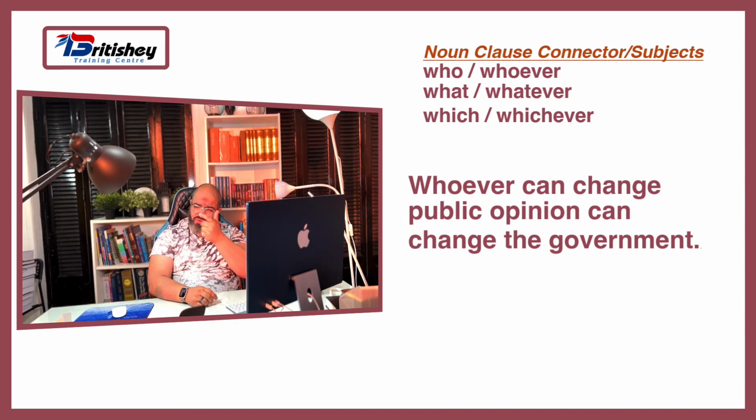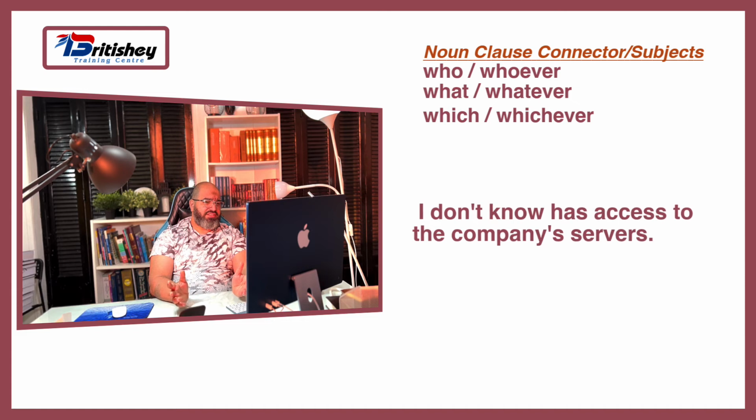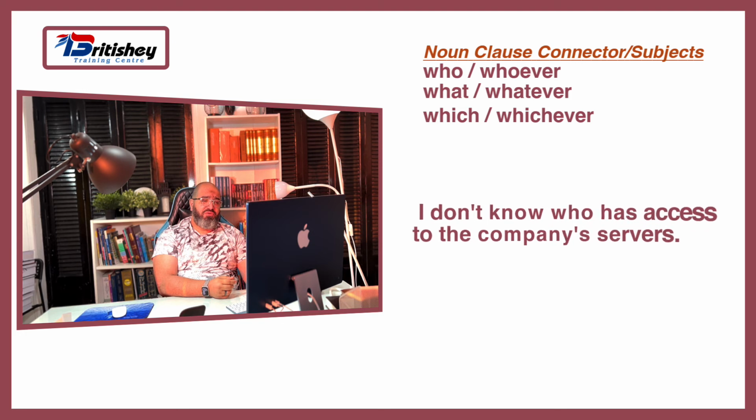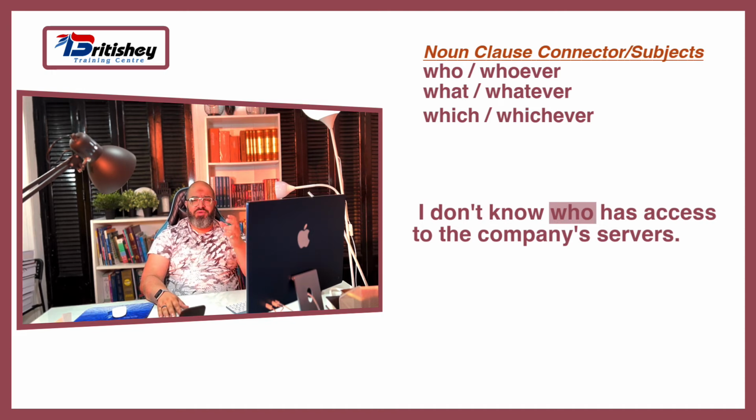Now let's move to another sentence. I don't know has access to the company's servers. I don't know has access to the company's servers. Well, I is a subject, don't know is a verb. But wait a minute, has, that's another verb. How come that we have two verbs, has and know, without a connector? So again, that's a wrong sentence. And the answer is, I don't know who has access to the company's servers. Now, we have the solutions. I don't know who, who is a connector and a subject at the same time.